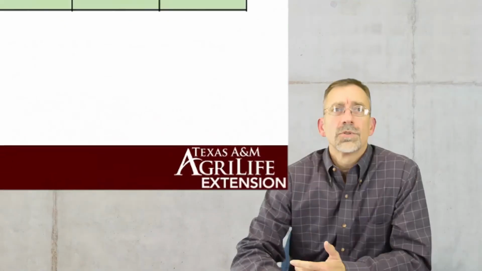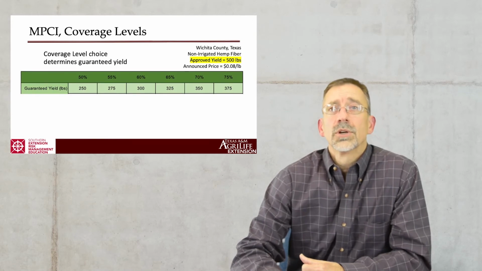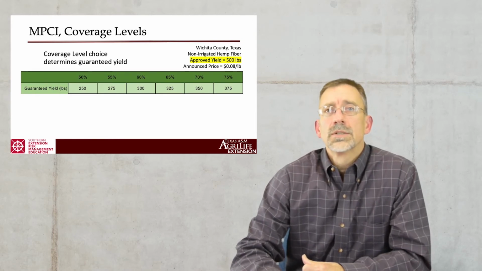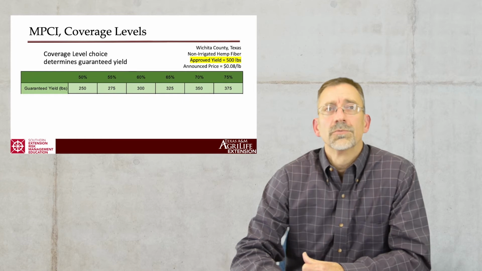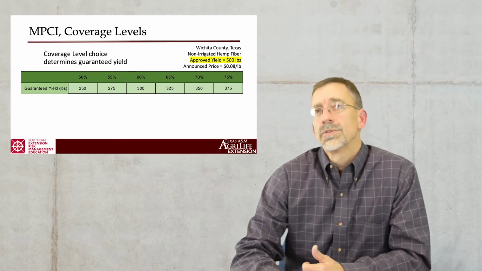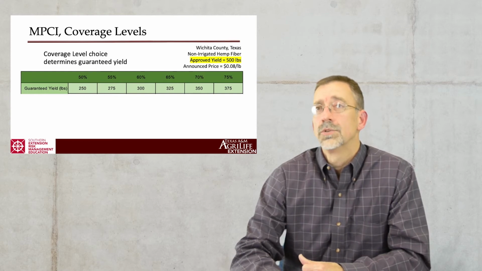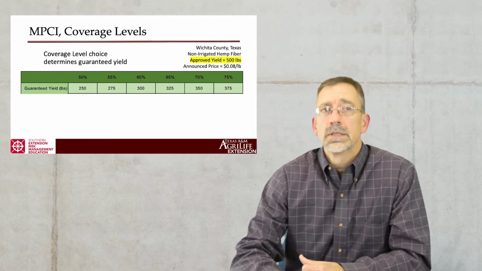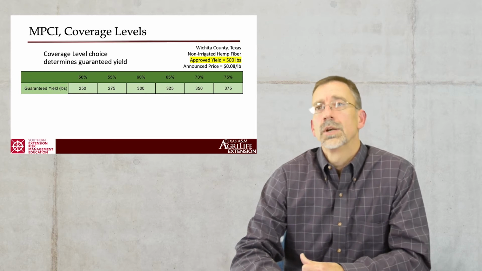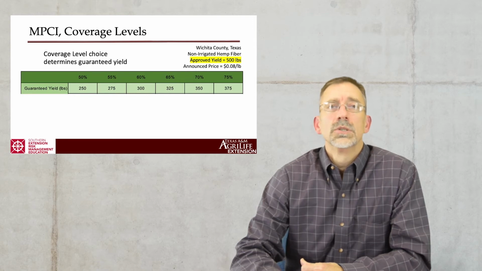So then how does the coverage level work? Your guaranteed yield depends on your coverage level choice. You have 6 different choices ranging from 50% to 75% coverage. So for example, if you chose 75% coverage of your approved 500 pound yield, you would be selecting a 370 pound guarantee. And then ranging down to 50%, you would be choosing a 250 pound guarantee.